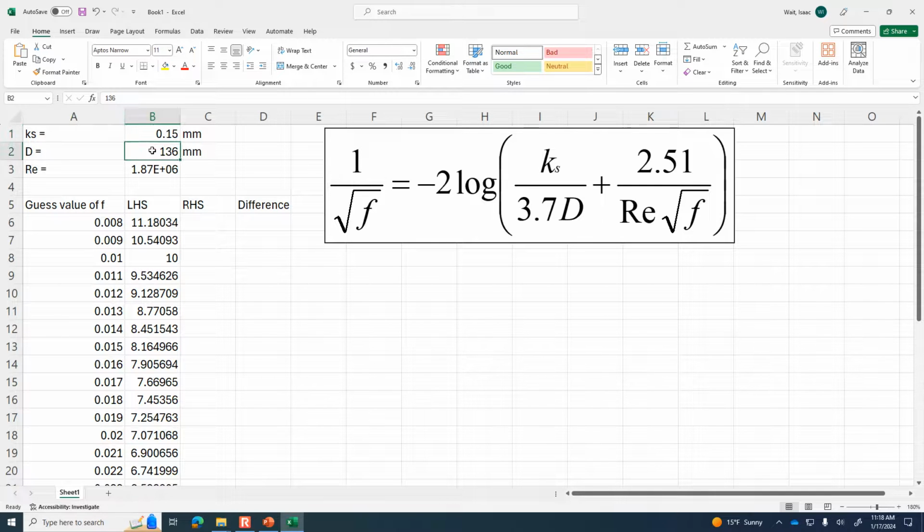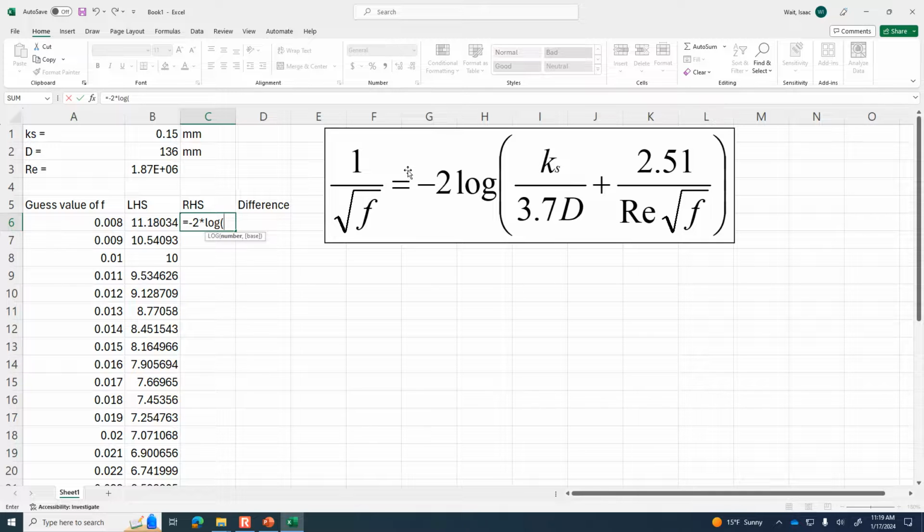Or I could rename B2. I could just call that D. I could rename B3, I could rename it RE. So you can assign a secondary variable to cell locations. And so I'll use that as I set up the right-hand side. So equals -2 times the log of KS. See, I don't even have to click in the cell location. Divided by 3.7 times D.